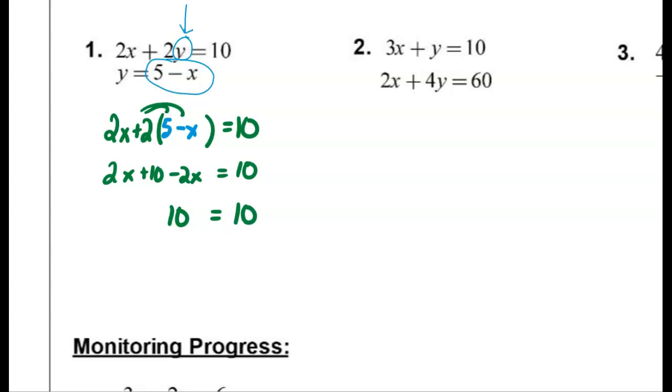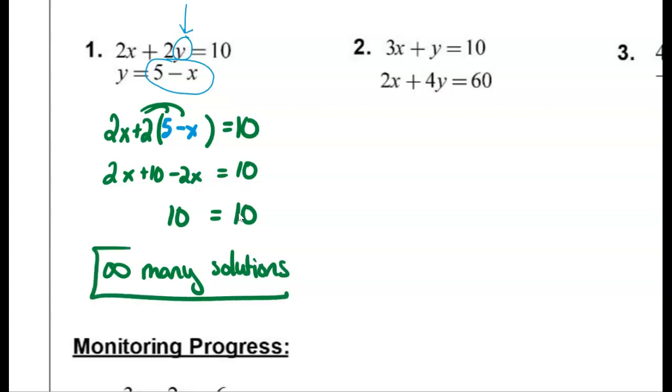When all the variables cancel out, it's either no solution or infinitely many solutions. And you look at what's left right here, and you say, well, 10 does equal 10. Therefore, it is infinitely many solutions. Had it been something like, I don't know, 0 equals 10, you'd be like, well, that's not true. Therefore, it's no solutions.